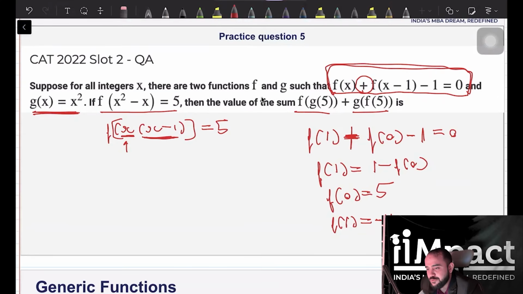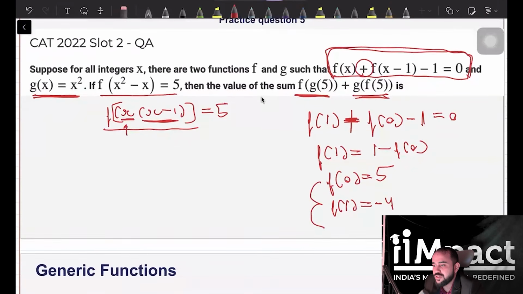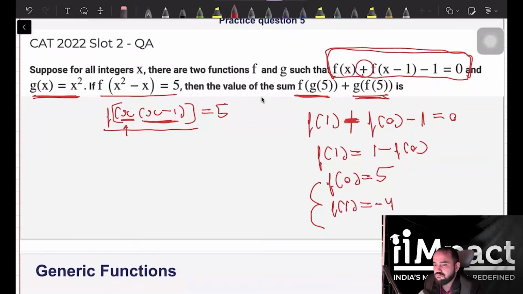Basically what they are saying is f of product of two consecutive numbers is going to be 5, which is something I will use, and you will then find that this is again an odd even pattern. F of 2 will turn out to be 5, f of 3 will turn out to be minus 4, and so on. Correct? So then you are clear. Then you only have to find f of g5 and g of f5. I mean, if you want, we can go and find what f of 2 is going to be. But I mean, the idea is this.